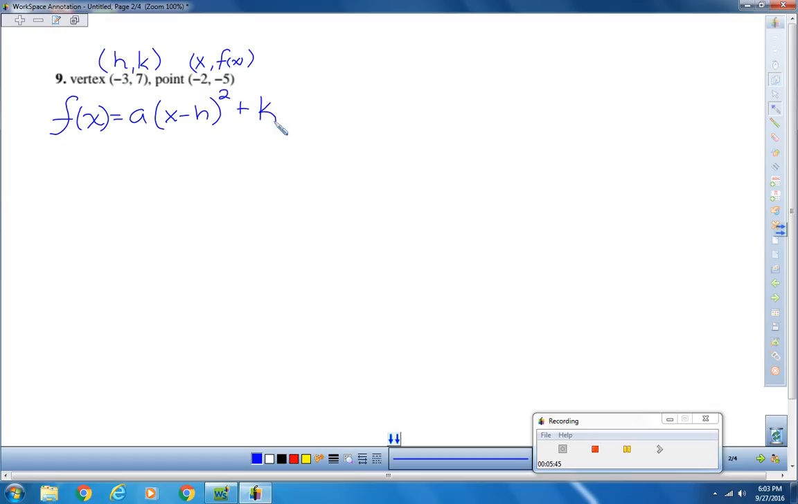So now I'm going to plug in my values. F of x is negative 5. We can see f of x, negative 5, is equal to a, which I don't know.